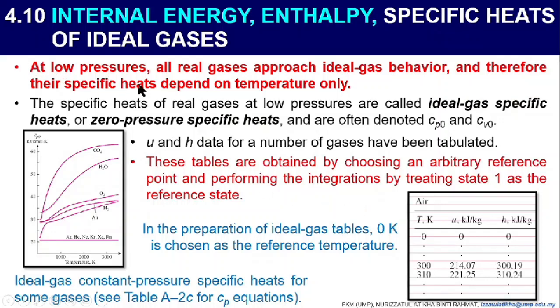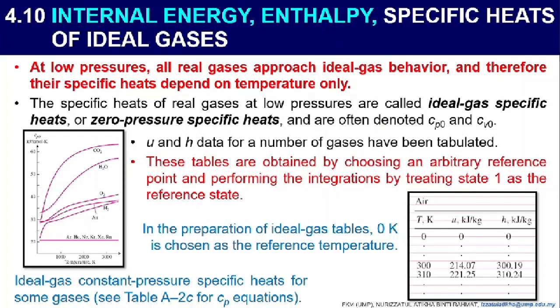At low pressures, all real gases approach ideal gas behavior, and therefore their specific heat depends on temperature only. This specific heat of real gases at low pressures is called ideal gas specific heat or zero pressure specific heat, often denoted CP0 and CV0. As you already know from chapter 2, the U and H data for a number of gases have been tabulated, and we can read them from a table.